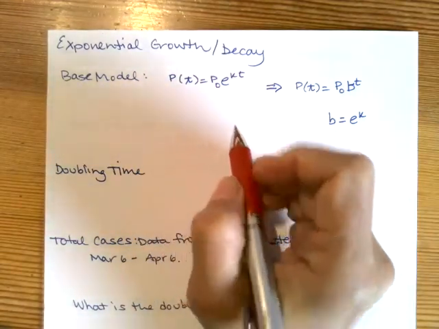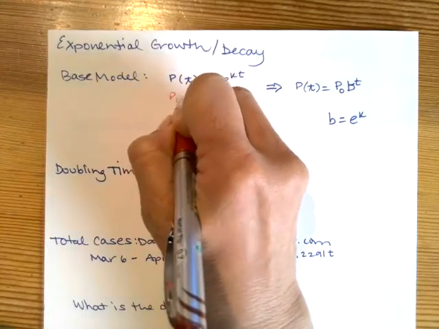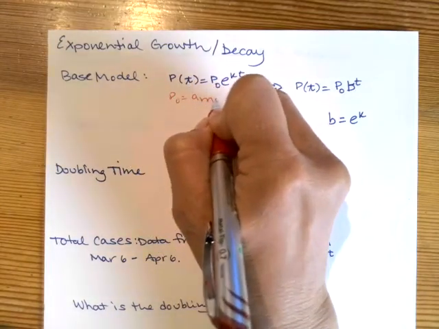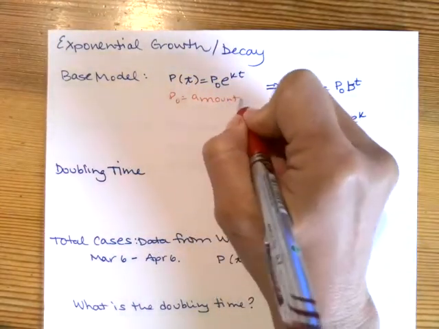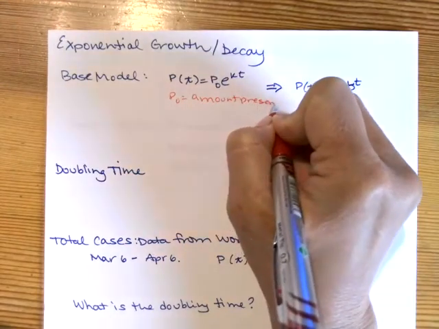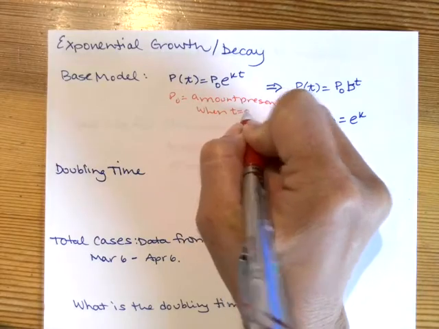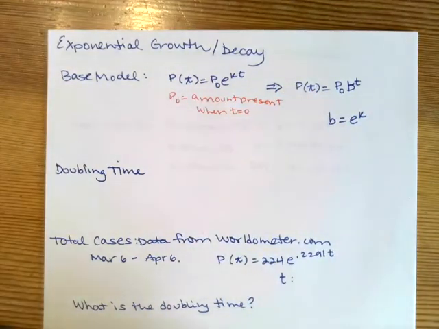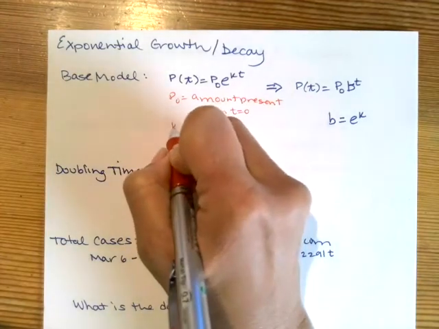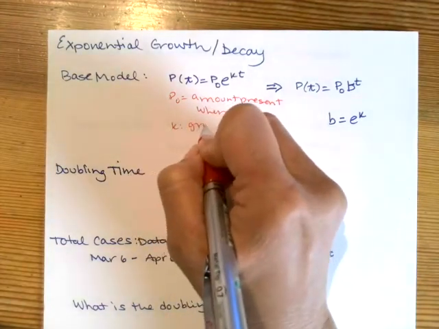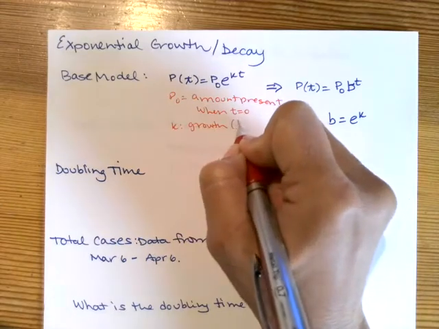So let's talk about what all of these things are. P sub 0 is the amount present when t equals 0. So whenever it is you start, that's going to be right when you key off of how many you have. K is called the growth or decay constant.